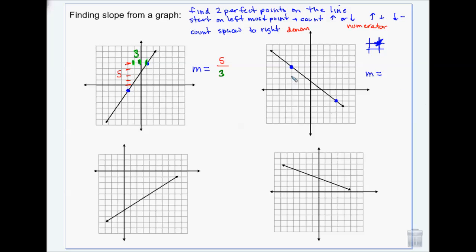Now this time I'm going down, so I go 1, 2, 3, 4, 5, 6. So I went down 6, so that's going to be a -6. And then I go over 1, 2, 3, 4, 5, 6, 7. So I'm -6/7.